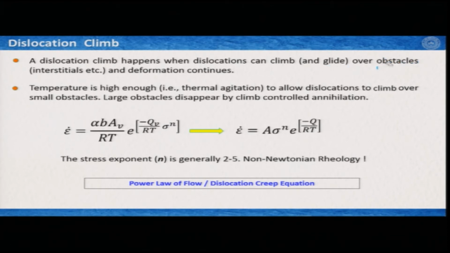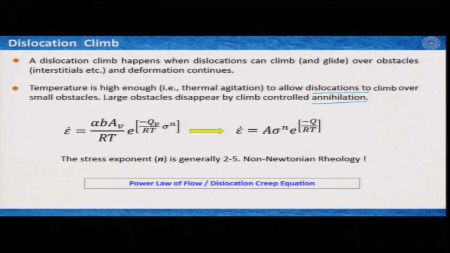So, it requires, as we have understood, a good amount of temperature. It is high enough thermal agitation to allow the dislocations to climb over small obstacles, and of course, the large obstacles can disappear by climb controlled annihilation. We are not going to explain this term right now, but annihilation is nothing but, if we have two oppositely oriented dislocations, they can come together and the dislocation can vanish. So, this is known as annihilation.